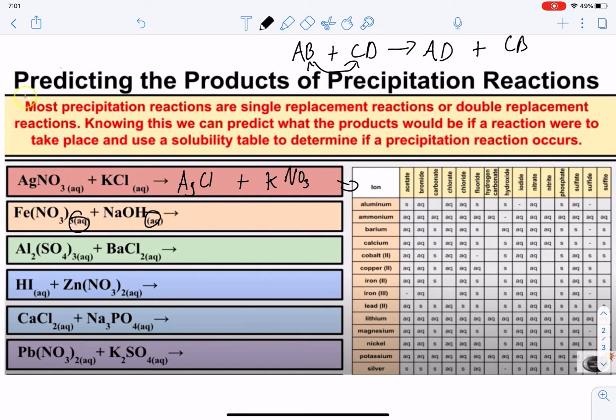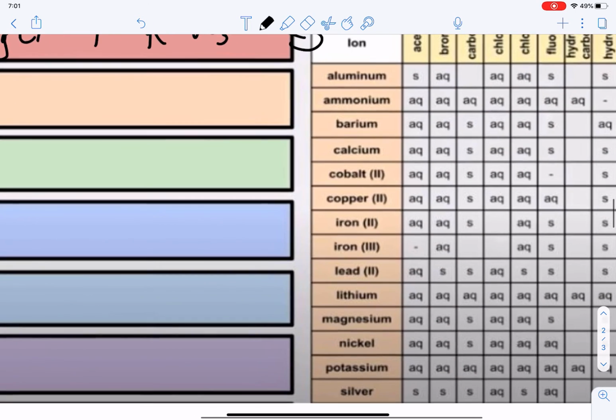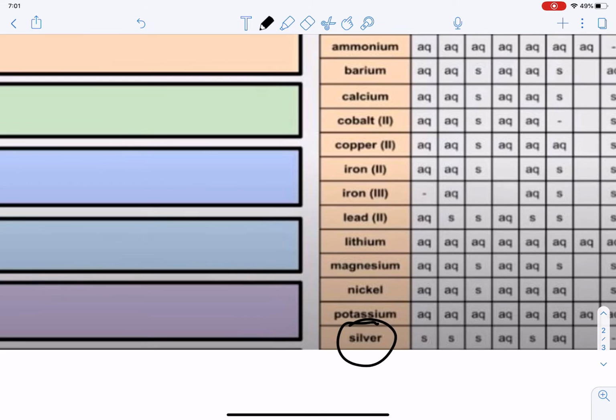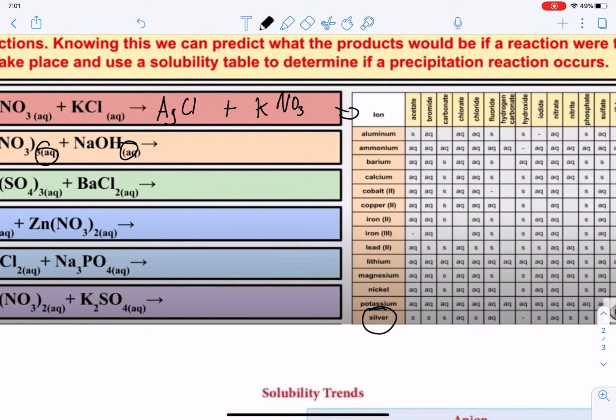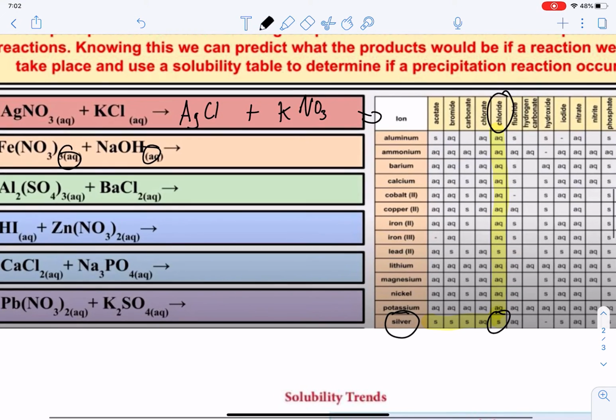Okay, so now we need to look at our solubility table and determine if they're aqueous or if they are a solid, if a precipitate has formed. So first, silver chloride, let's start with that one. If we look here, we're looking for silver. There it is. And then on the top, we want to look for chloride, which is right here. Basically follow the line down. We can see, look at that. That is a solid, right? So that means this is going to be our precipitate.